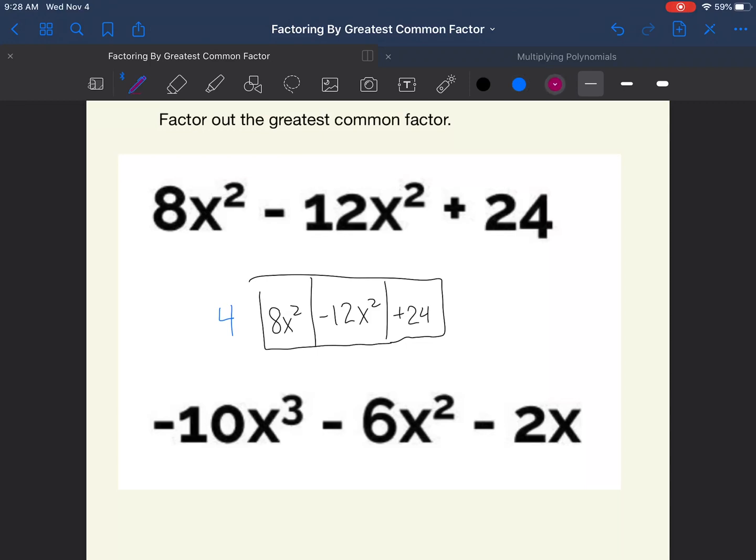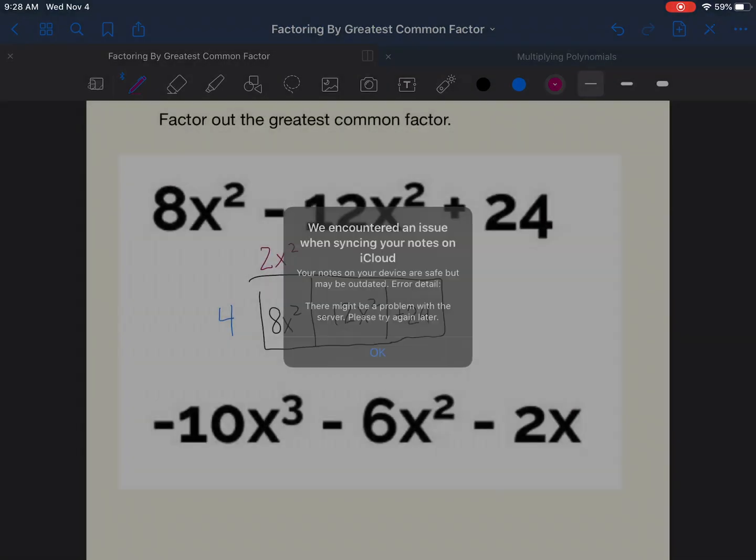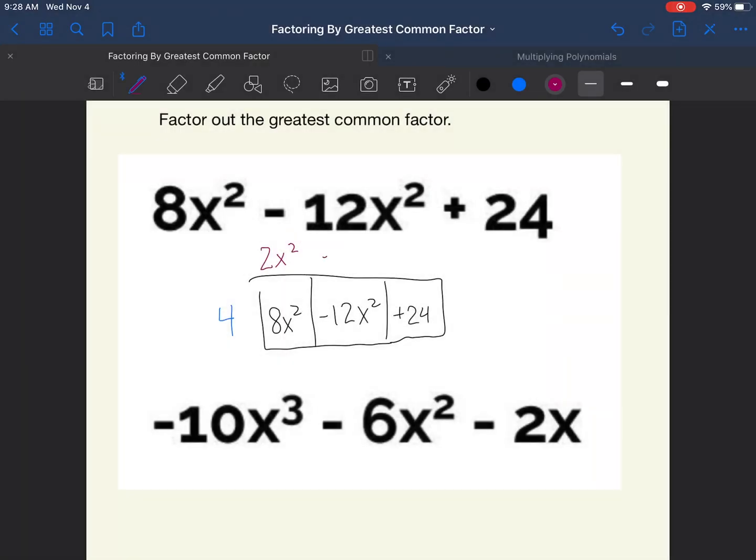8x squared divided by 4 is 2x squared. Negative 12x squared divided by 4 is negative 3x squared. And 24 divided by 4 is 6. So my answer here would be 4 times 2x squared minus 3x squared plus 6.